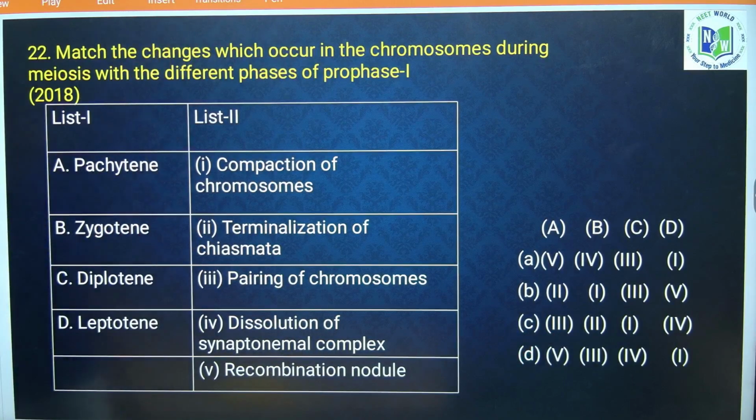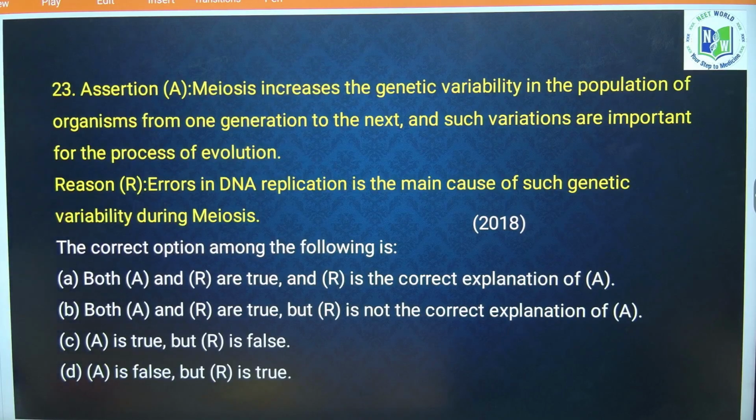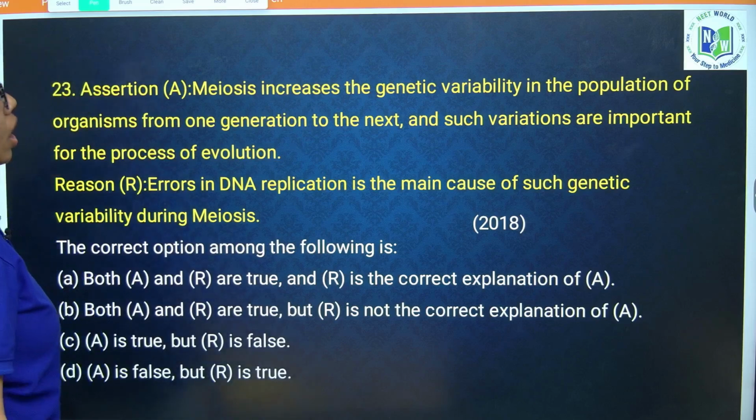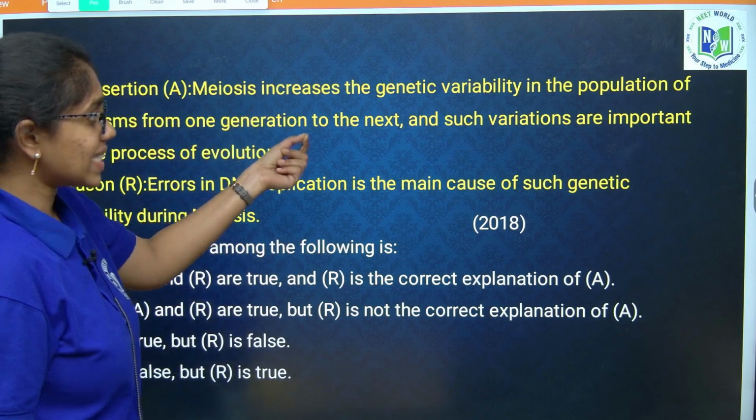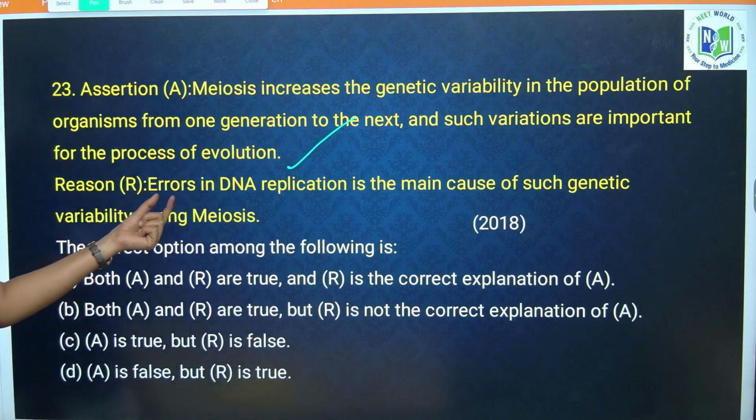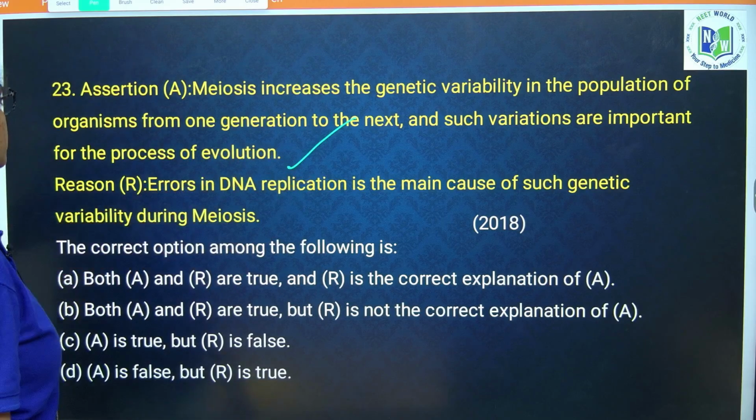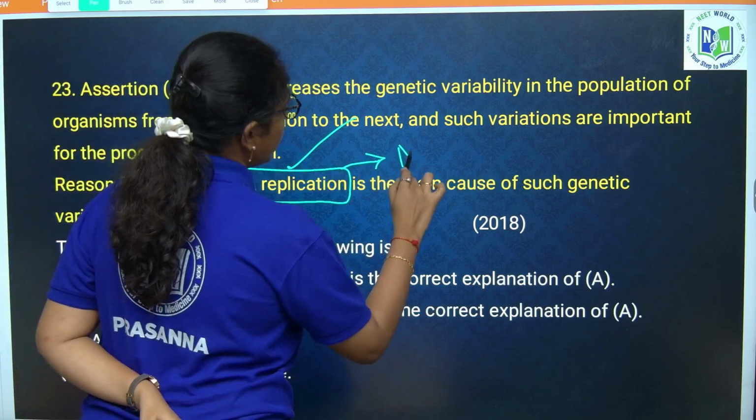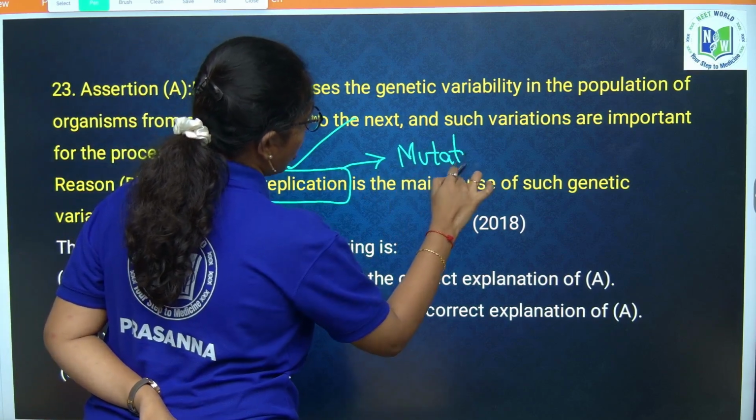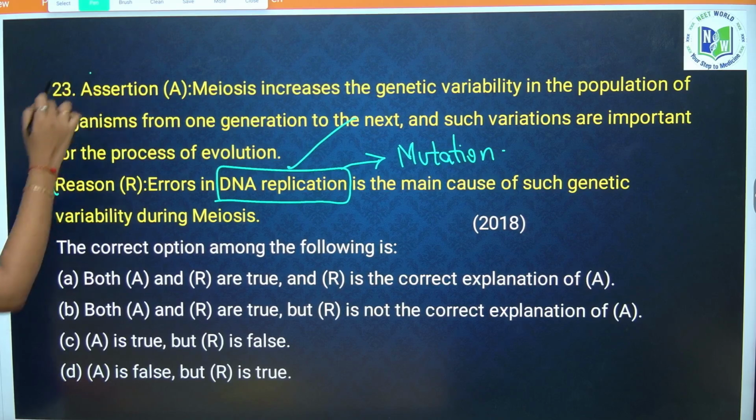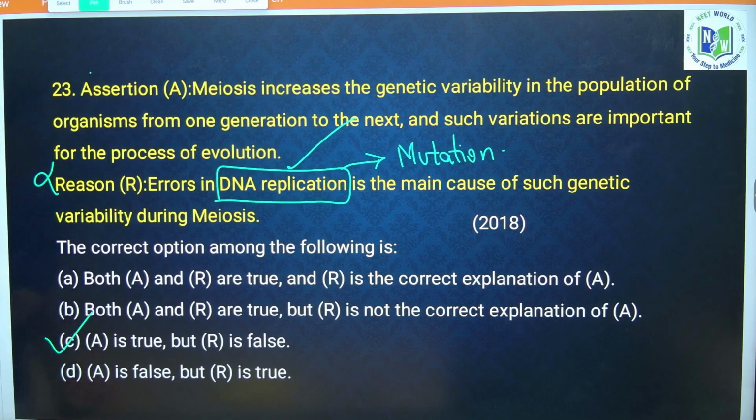Next question. Last and final question of the year 2018. Assertion reason based, focus on it. Assertion: meiosis increases the genetic variability in the population of organisms from one generation to the next, and such variations are important for the process of evolution. True. Reason: errors in DNA replication are the main cause of genetic variability. Wrong. Errors during DNA replication lead to gene mutation, not variation. So yes, reason is false, assertion is true. In that case, our option is C.